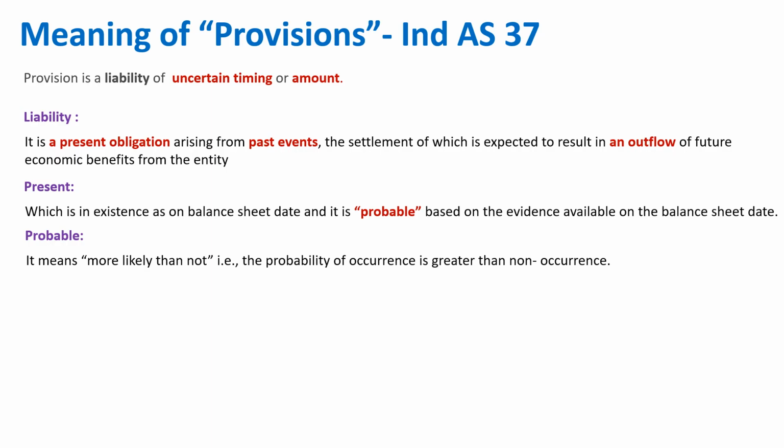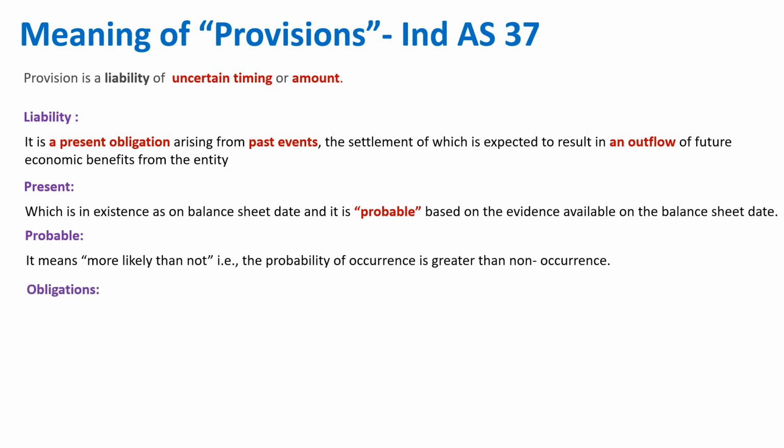If it is non-occurrence, then it is like a contingent liability. Either I pay or I don't pay. But if the probability of occurrence is greater than non-occurrence, that means yes, you have to pay, but the estimation can be high or low based on the judgment. So if the probability is that you have to pay, then you have to create a provision.